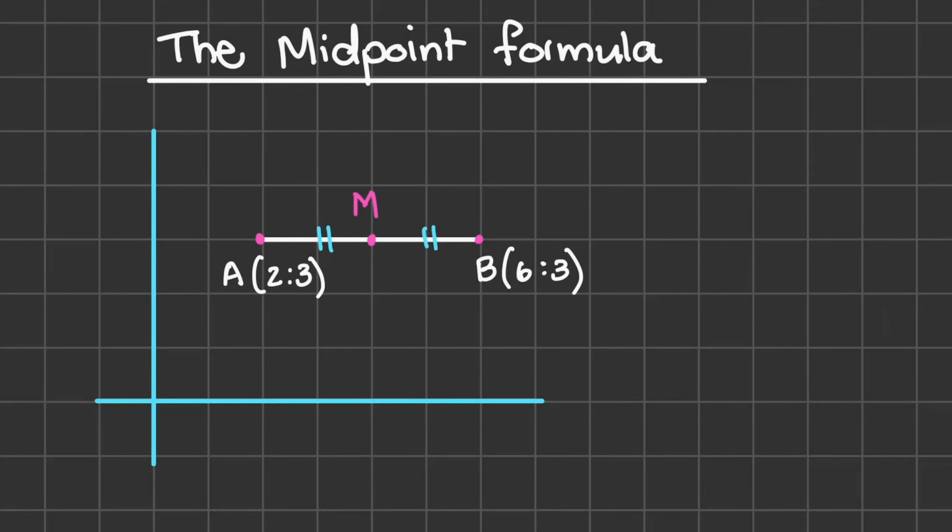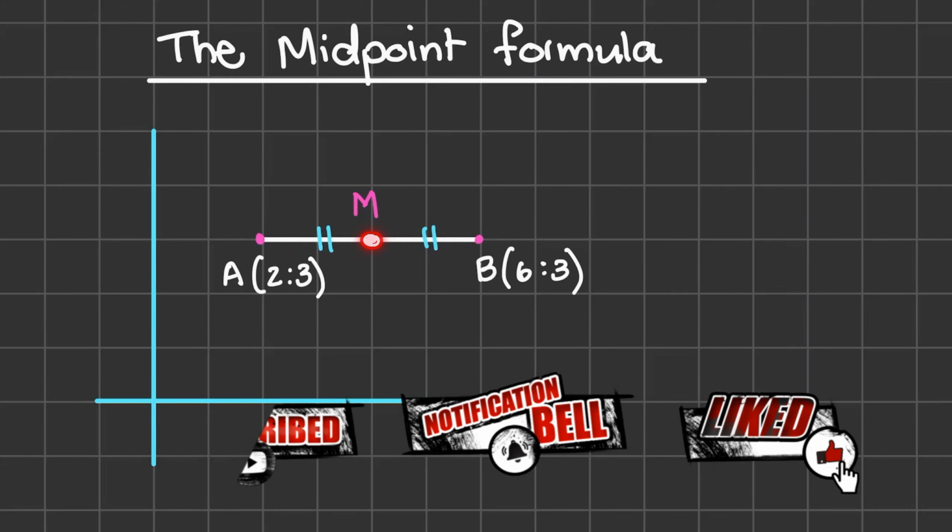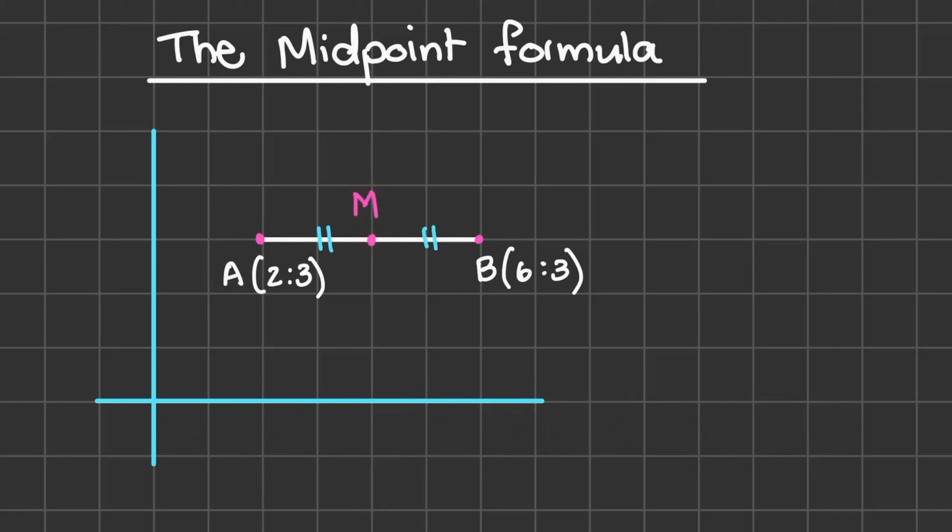In this video, we'll discuss the midpoint formula for analytical geometry. Let us start with an easy example. Here we have points A and B connected by a line. And in the middle of A and B, we have a point M marked as the middle. Now it's quite easy to read the coordinates of M as x of 4 and y of 3.